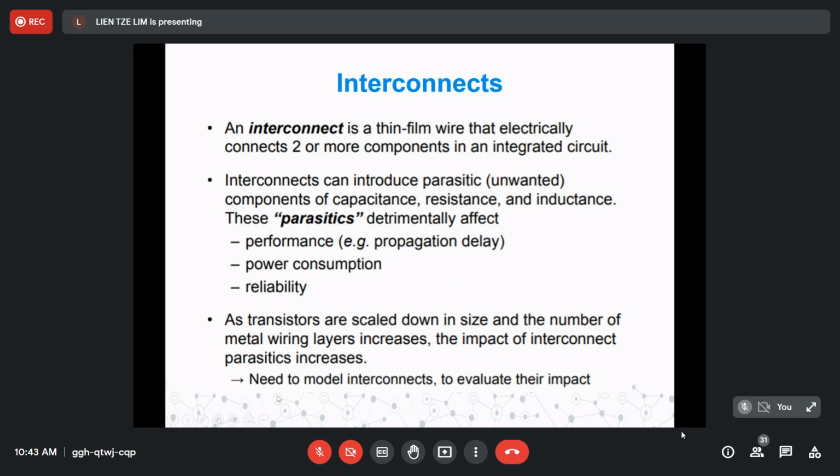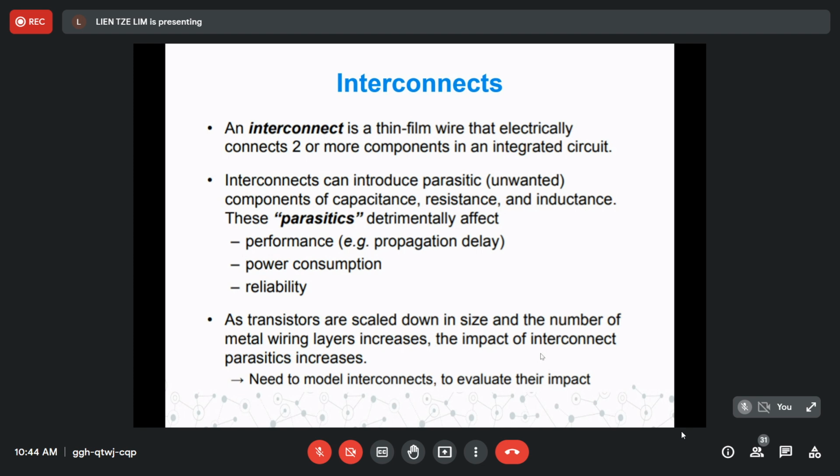Okay, so there is a need to model the interconnects to evaluate their impact. This one can be easily understood. Now we have a very small transistor in a chip. All the transistors need to be connected with metal wire. So more transistors in a smaller size means more wires will be needed to connect them. We will have to consider the increase in the number of layers in that chip.